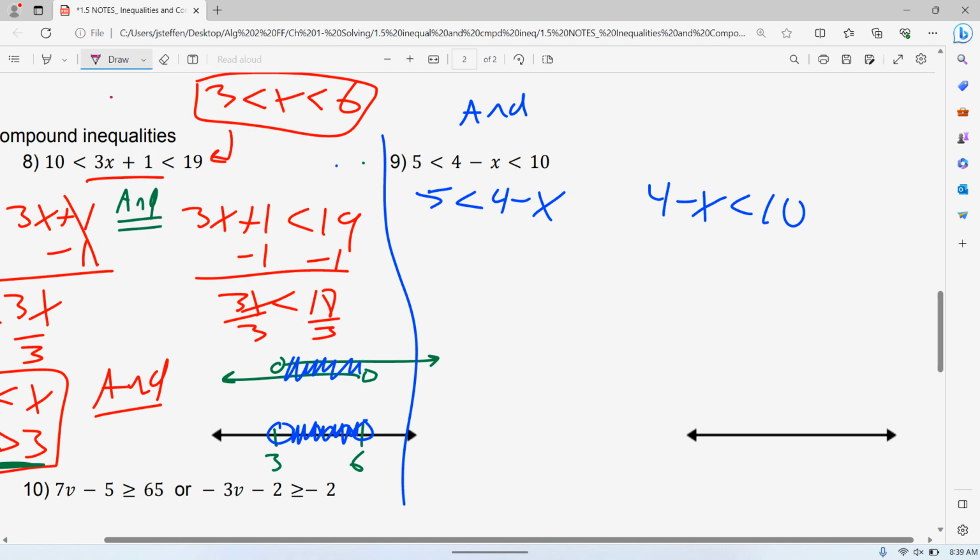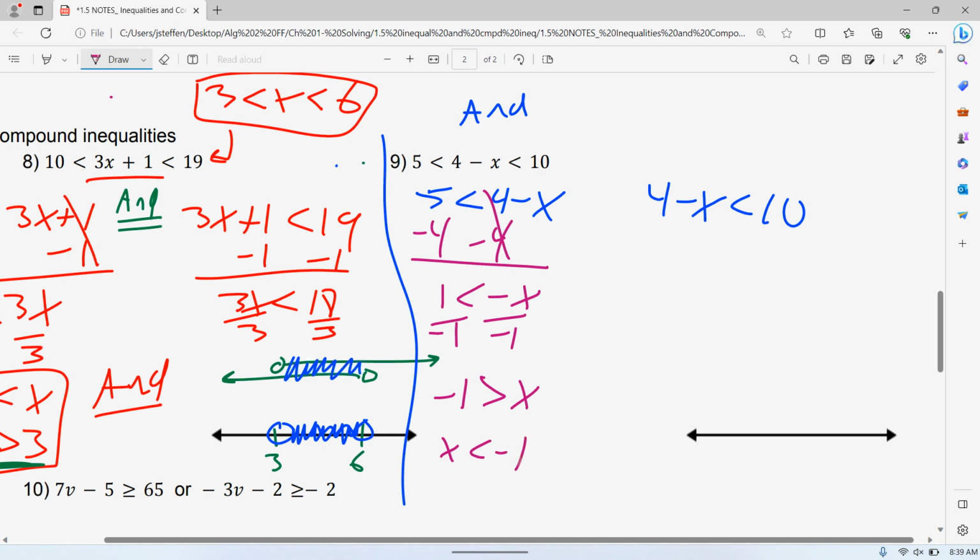Next problem, subtract 5 minus 4 is 1. Now we have divide by -1, you have to flip your sign. So now I end up with -1. 1 divided by -1 is -1. Then flip your sign, positive x.